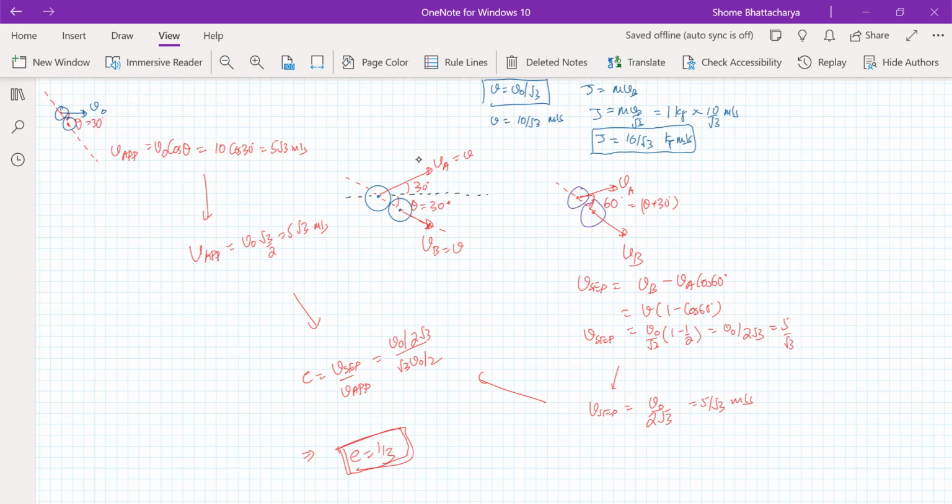Okay, beta, so this is clear, no? This is clear. We'll do a couple more questions, then you'll get more used to this. But all the concept of how this approach and separation velocity came in terms of components and all that, this part is clear.